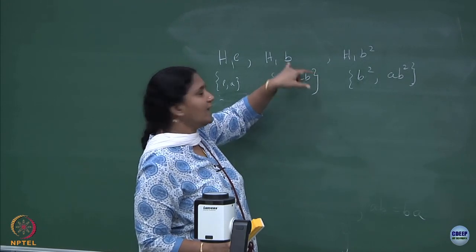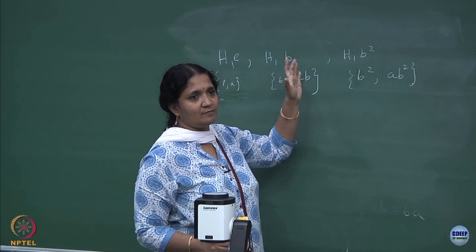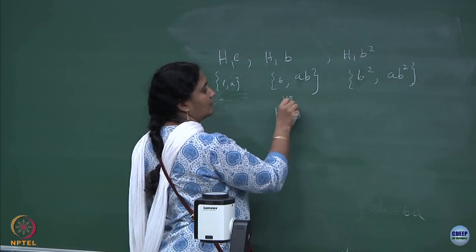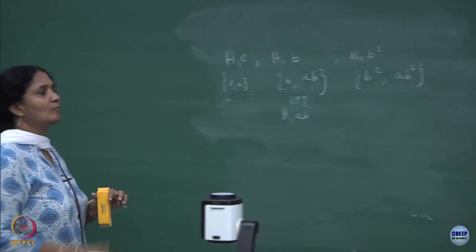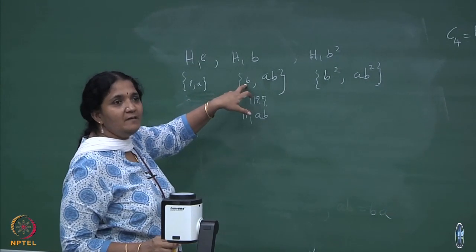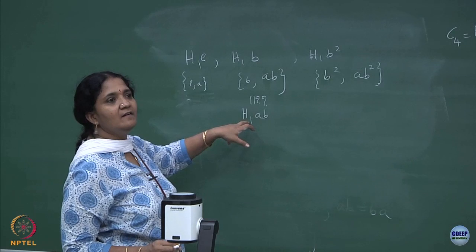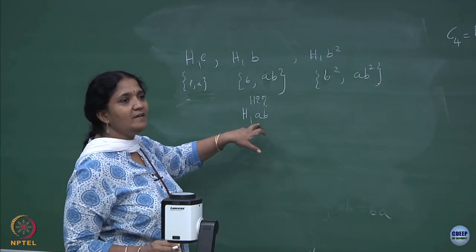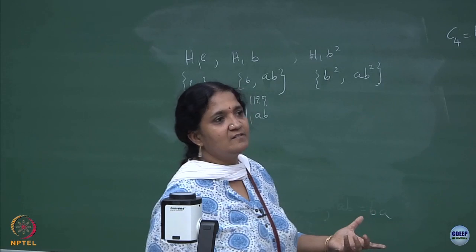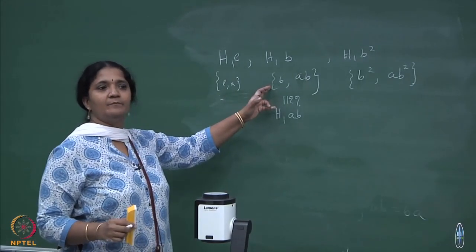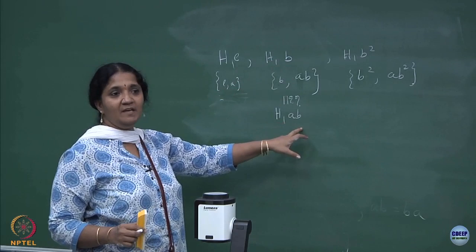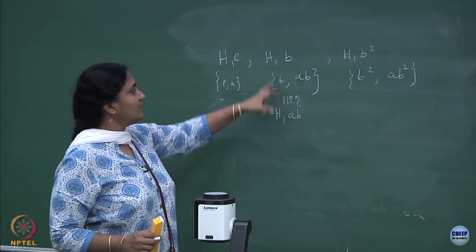But this is arbitrary. I could have done other things also. I could have done H1 times AB also. Nobody prevents me from doing that. So this one is same as H1AB, is that right? Is it same or no? So the first element will become AB, the next element will be A squared B. A squared B is what? Anyway, A squared is identity. So you get back B, right? So this is the same. Whether I multiply H1 with B or H1 with AB, you are going to get back the same set.